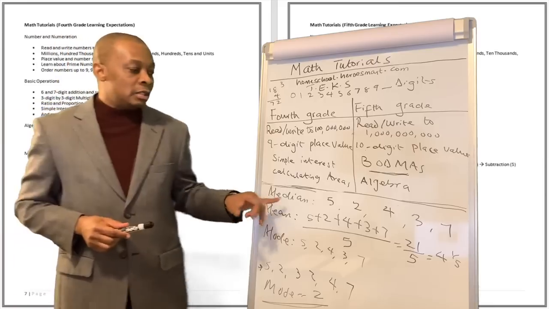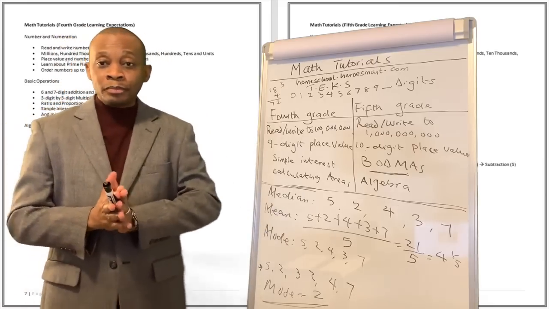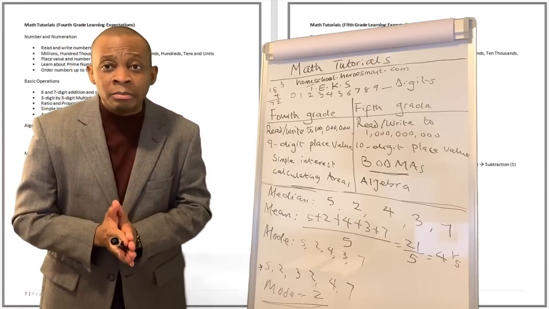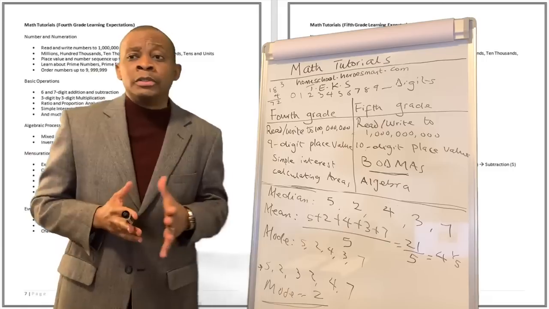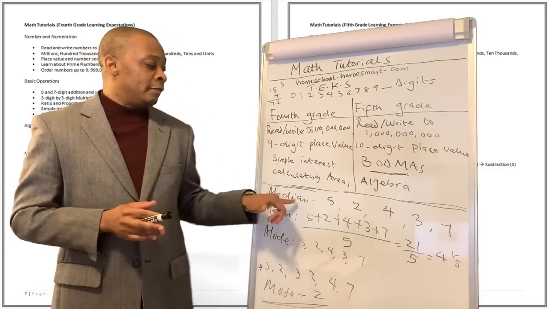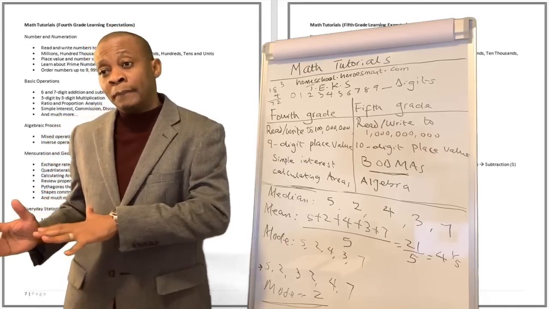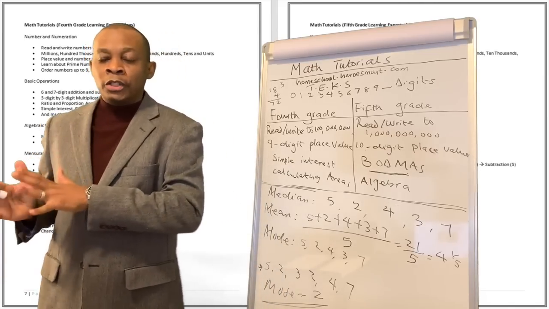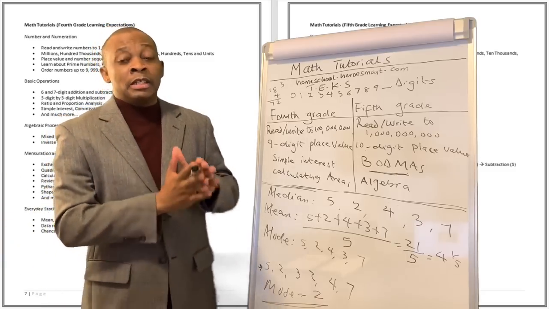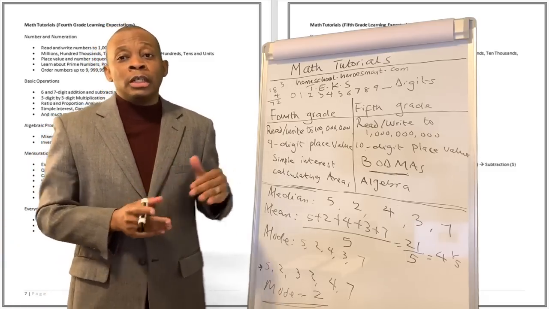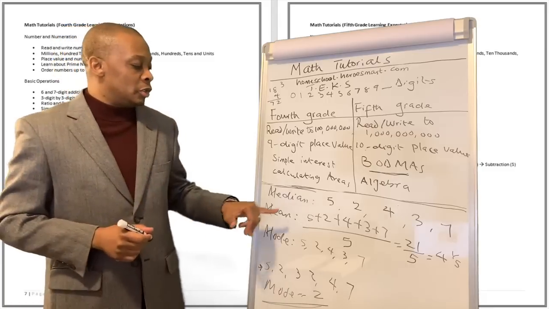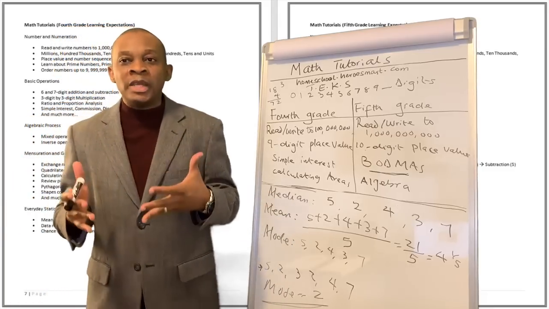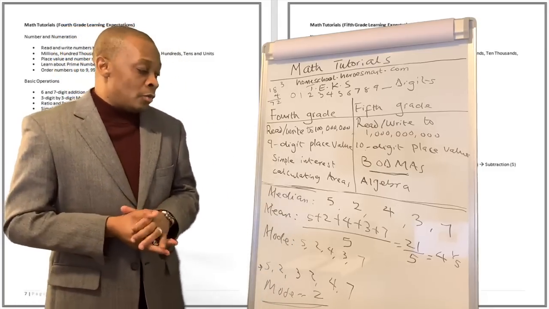What is the median? The median is going to be the middle number. But before you can calculate the middle number in a set of numbers, you've got to make sure that you arrange the numbers in a particular order. You want to arrange the numbers in an ascending fashion or in a descending fashion before you calculate its median, okay? What about the mean?